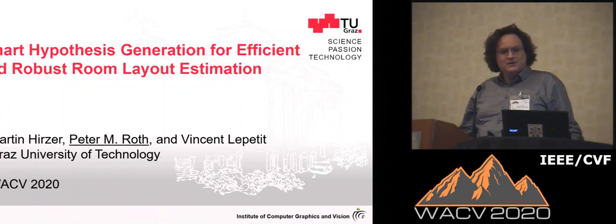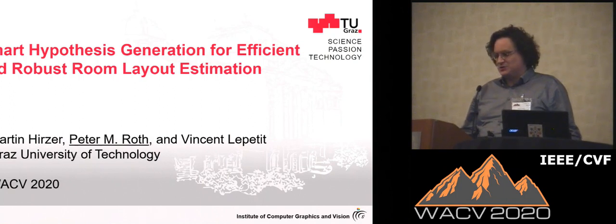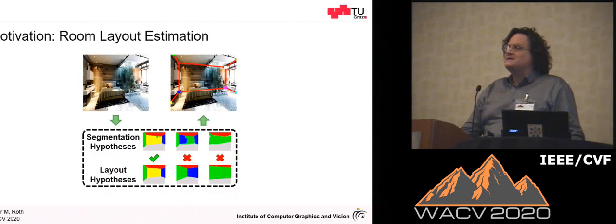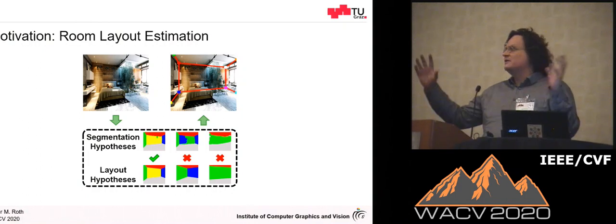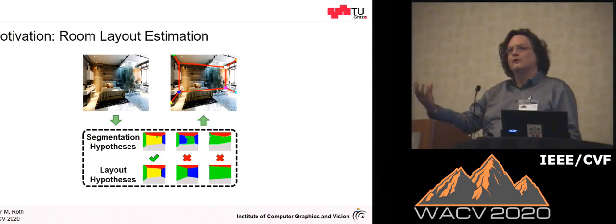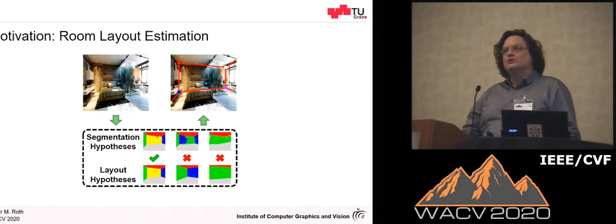Today we'll talk about a new, efficient, robust approach for room layout estimation. Room layout estimation in general describes the problem: given an image from an indoor scenario, we would like to find a constellation of the room, meaning we have different walls, we have the ceiling, we have the floor, and then we would like to estimate exactly how the room looks like.